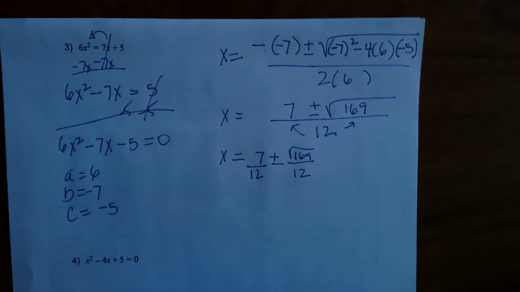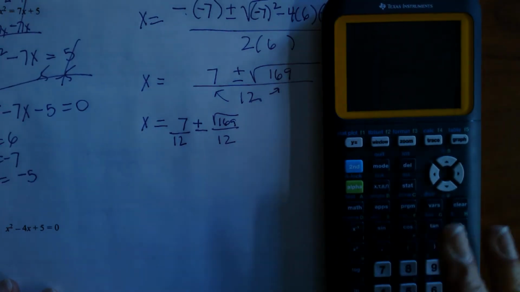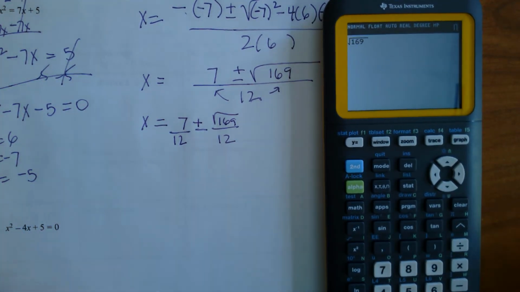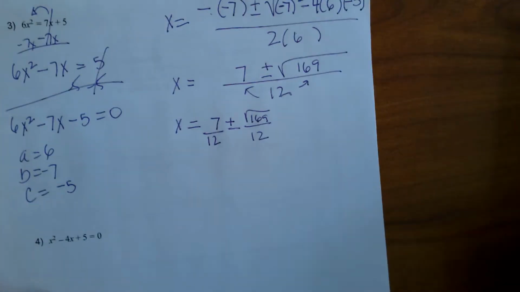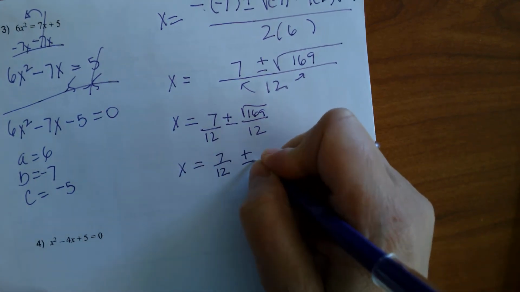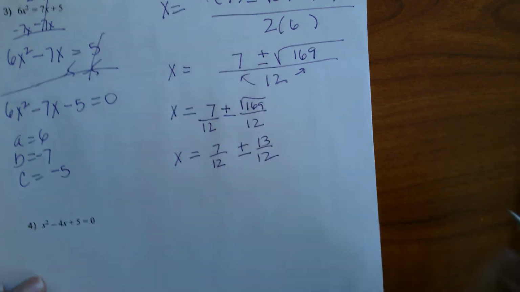Let's see if we can take the square root of 169. You can do this with any number just to see if it comes out. I knew 20 and 12 don't have perfect squares, so that's why I didn't take them. But 169, the square root of 169 is 13. So you can actually do x equals 7 over 12 plus or minus 13 over 12.